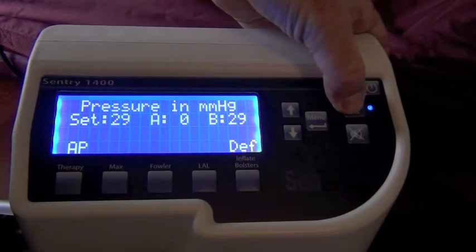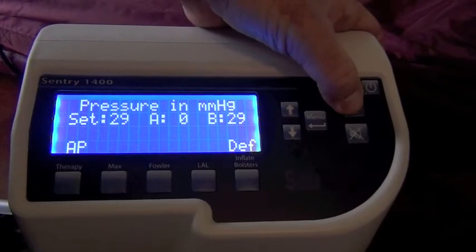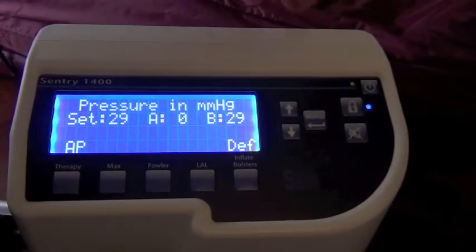And unlocking this is a pretty deliberate act. You have to hold that down again for a few seconds before it unlocks, so the chances of someone accidentally unlocking this are very remote.